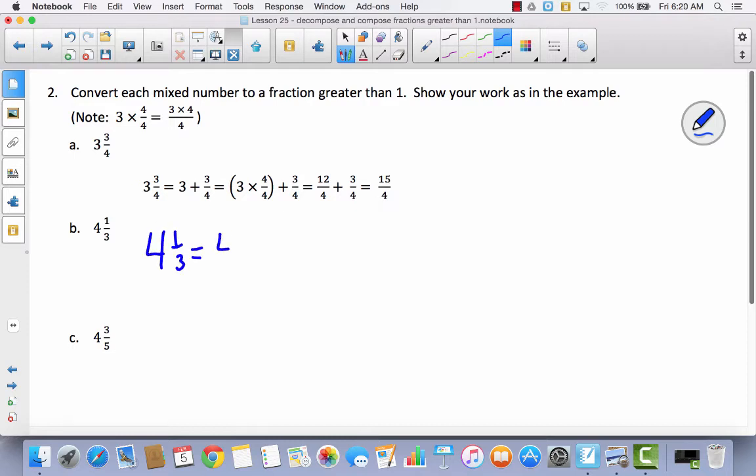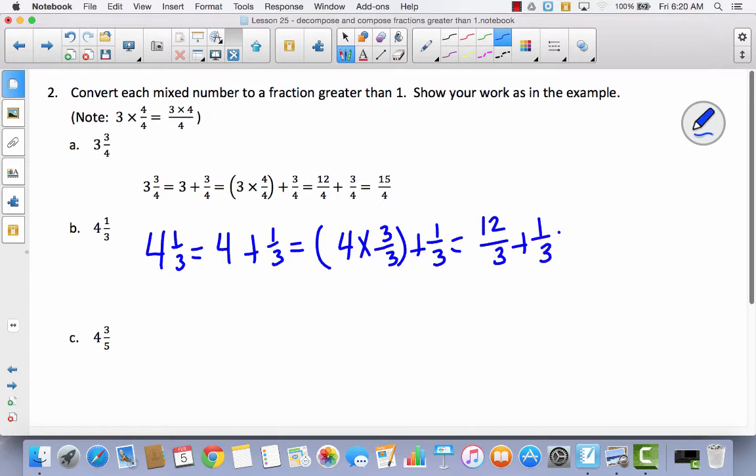So that's the same thing as 4 plus 1/3. Okay, so now let's think about this 4 whole. So when we were on the number line, we were saying, okay, we've got 3/3 4 times. So that's going to be 4 times 3/3. And I still have to come back and add in that 1/3. So 4 times 3/3 would be 12 thirds plus 1/3 equals 13 thirds.